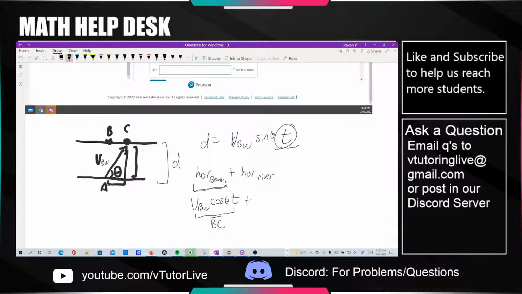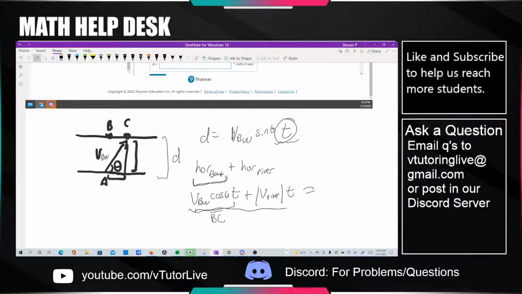And then you also have to add in the horizontal river, and that's why you actually need the time here, because at that point it's just V of the river times time, and whatever this sum is should just be your answer. Does that make sense? It's basically like saying how far would you have gone if it was just from your boat, and then how much further would the river have carried you in that time.